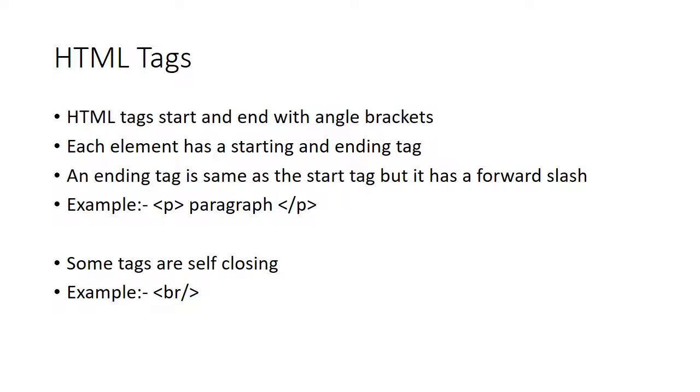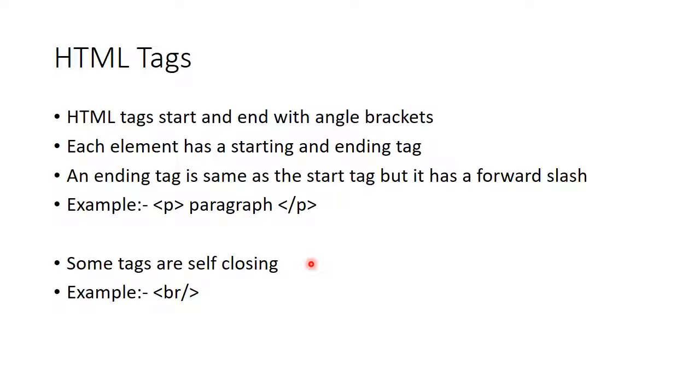HTML tags, as you saw in the previous slide, define elements which in turn define the look and the feel of the HTML page. These elements make up the structure of the HTML page, and they start and end with angle brackets. An ending tag is nothing but the same as a start tag, but with a forward slash. As you see in this example of a paragraph tag, there's a forward slash prepended to the paragraph end tag.